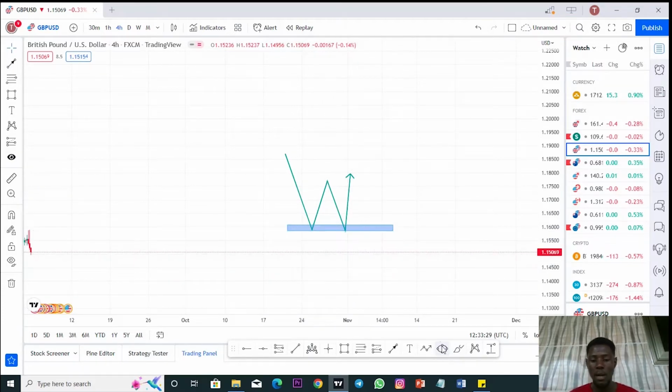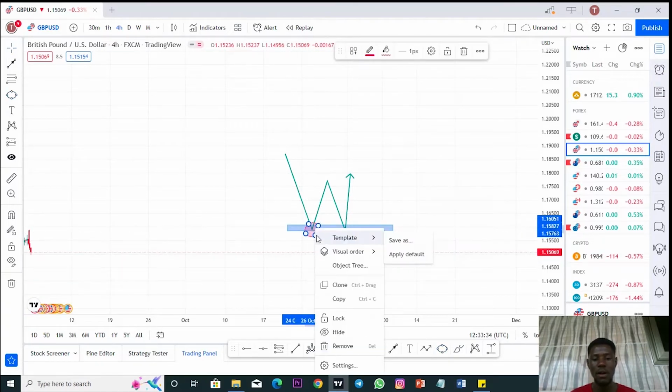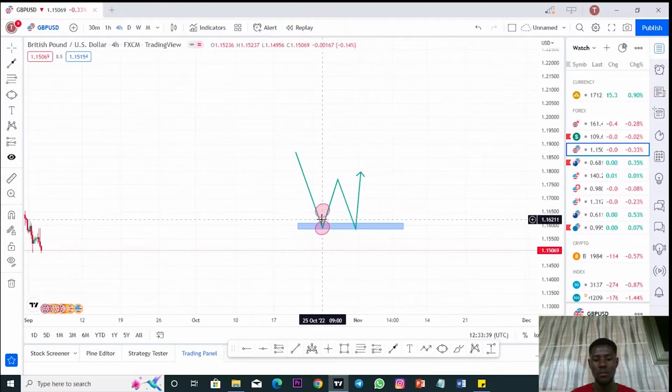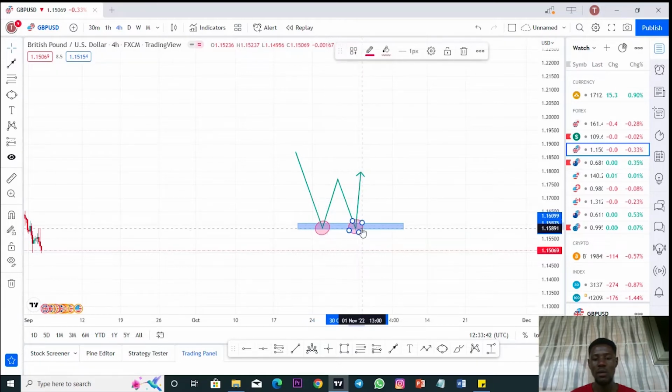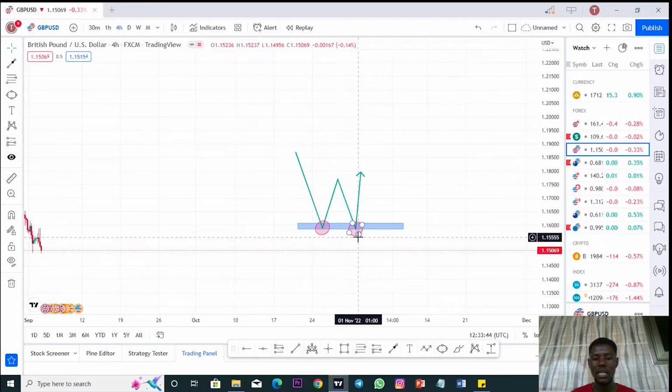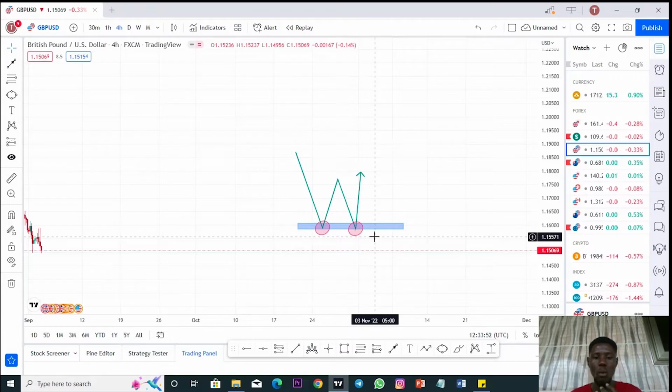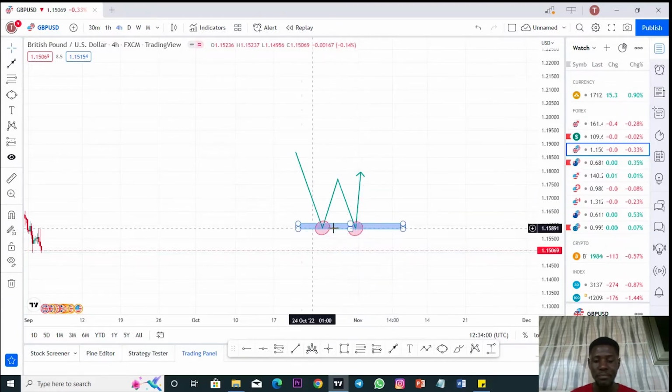Because when the market rejects here for the first time, comes back and rejects here, and the market rejected for the second time, we can say this is a double bottom, or this is a W pattern. You can see clearly that it looks like a W, and then here are the touches that it is showing us. So this is how I trade my W pattern.